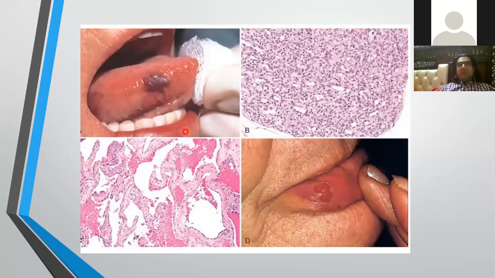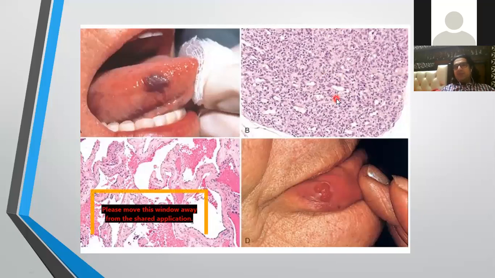So here you can see this is a pyogenic granuloma. Here again, this is a pyogenic granuloma. You can see this is a vascular lesion. So here you can see this is a capillary hemangioma, right? Because the lesion is entirely composed of capillaries, right? And this is a cavernous hemangioma, in which the lesion is composed of cavernous channels, right?